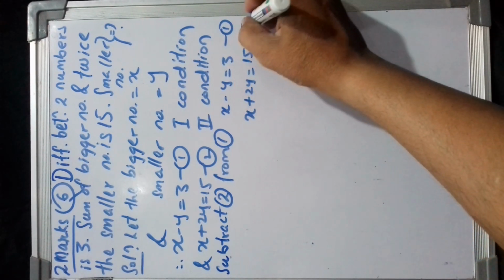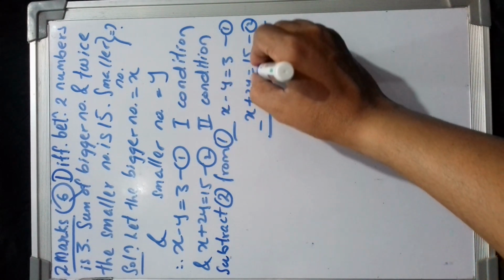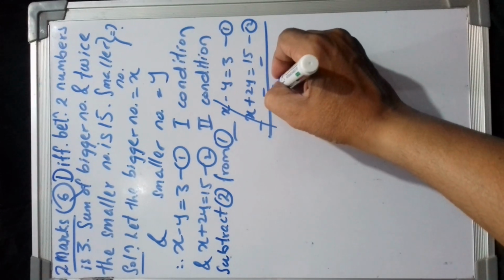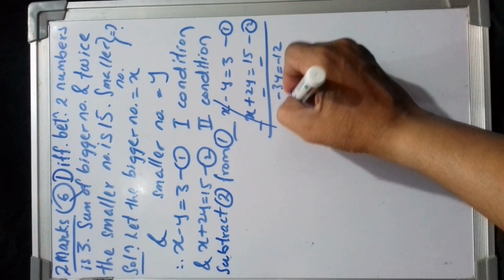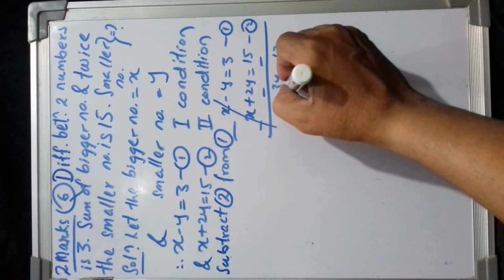So from the first condition the difference is 3, that's why x minus y is equal to 3. It is equation number 1 from the first condition. And the second one is x plus 2y is equal to 15 from the second condition, and we are giving this as equation number 2. So we have to subtract equation number 2 from 1.